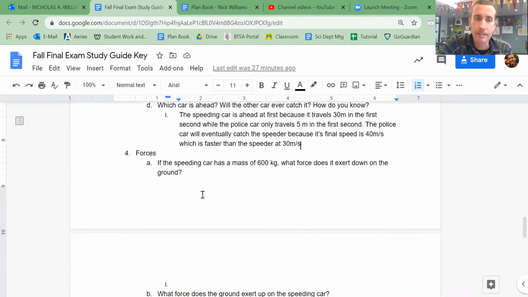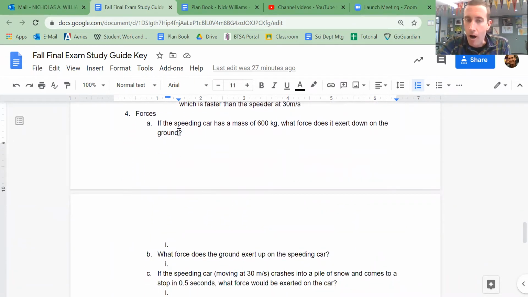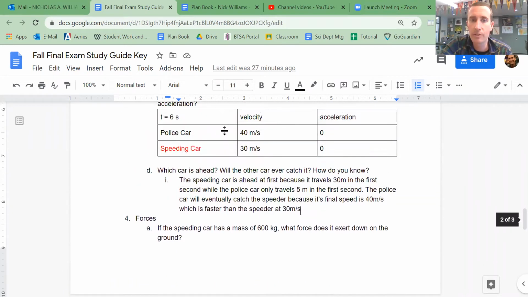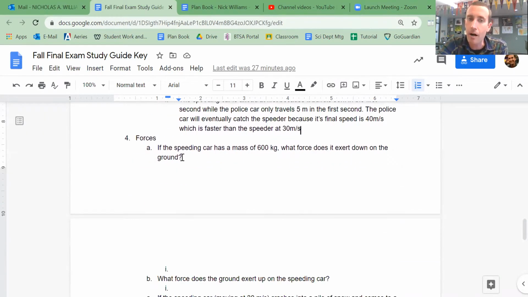Okay, forces. If the speeding car has a mass of 600 kilograms, so the speeding car was the red one previously, going at 30 meters per second the entire time, what force does it exert down on the ground? Try to come up with your needs and givens, a valid equation, and then plug in values and solve. What's the force down that the speeding car is exerting on the ground? Pause and answer.